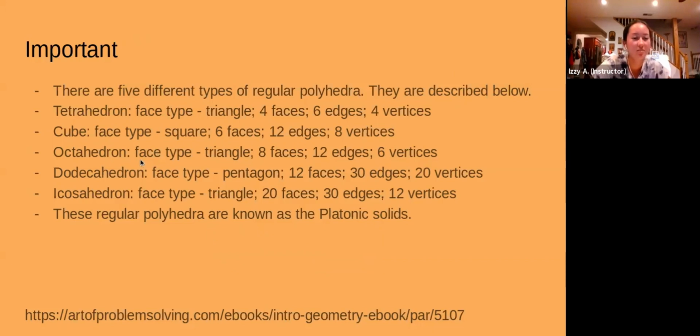A dodecahedron, the face type is a pentagon. It has 12 faces, 30 edges, and 20 vertices. And an icosahedron, the face type is a triangle, has 20 faces, 30 edges, and 12 vertices. And these regular polyhedra are known as Platonic solids.